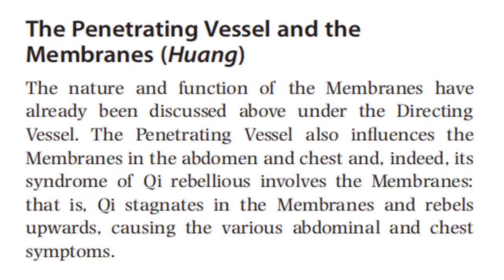The penetrating vessel and the membranes. The nature and function of the membranes have already been discussed above under the directing vessel. The penetrating vessel also influences the membranes in the abdomen and chest, and indeed its syndrome of chi rebellion involves the membranes. That is, chi stagnates in the membranes and rebels upward, causing the various abdominal and chest symptoms.